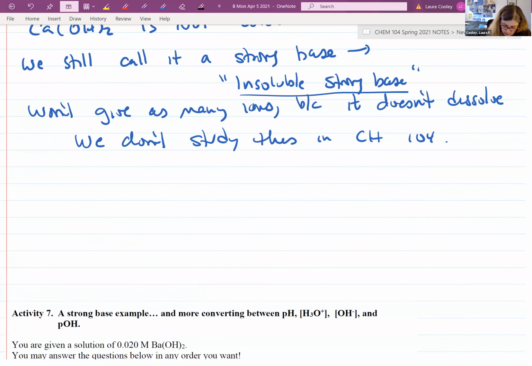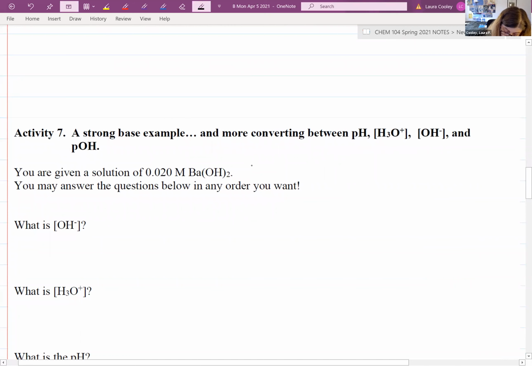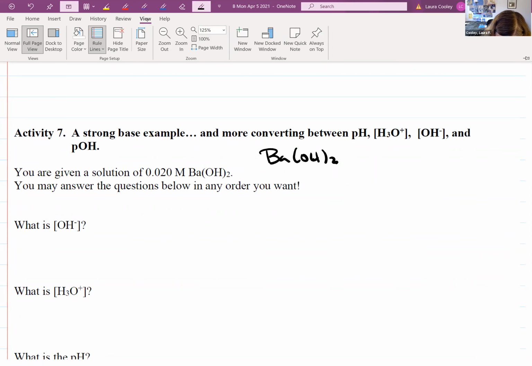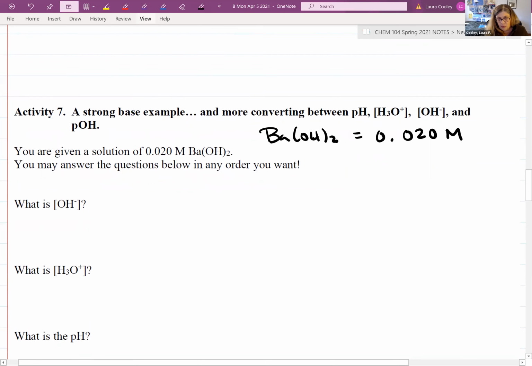So let's suppose we have a barium hydroxide solution, and that the concentration is 0.020 molar. Okay. So what is the concentration of hydroxide in this sample? And think about this for a minute, right? Because the answer is not 0.020.